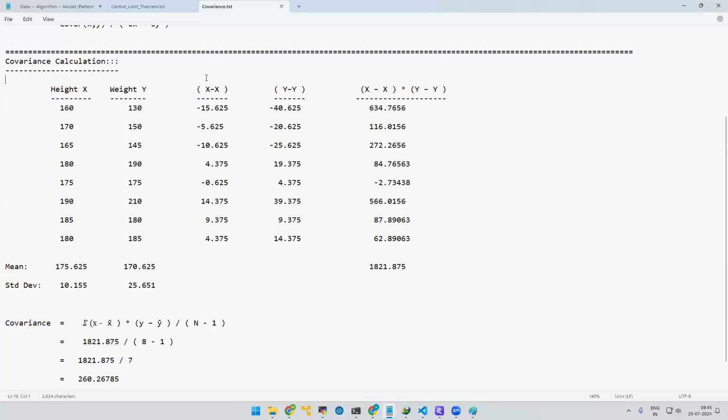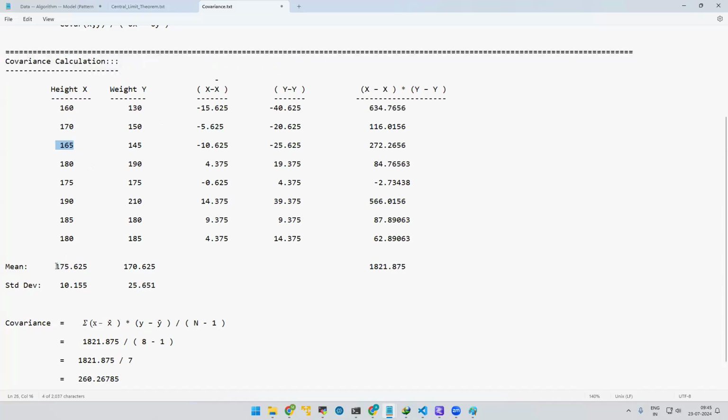The next one is we need to calculate x minus x dash, y minus y dash. X minus x dash means, let's take this is x, 160 minus 175.625. What is the value? The same way, we do it for all the other values. 170 minus 175.625 is minus 5.625.